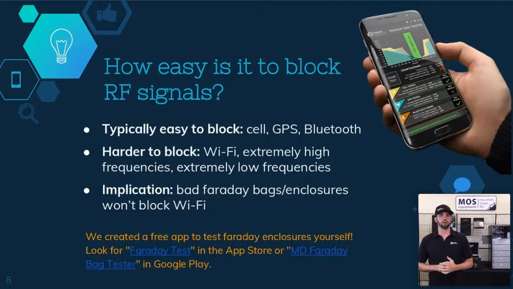Okay, so this is basically how easy is it to block RF signals? In layman's terms, it's kind of interesting to know as an examiner. It helps us for two reasons. So the signal or the frequencies that are easy to block are going to be cell, GPS, Bluetooth. Those are much easier. It's much harder to block Wi-Fi. 2.4, 5 gigahertz is even harder. And then if you have, let's say, a high-powered router like a Cisco router or something, that's going to be even harder to block.